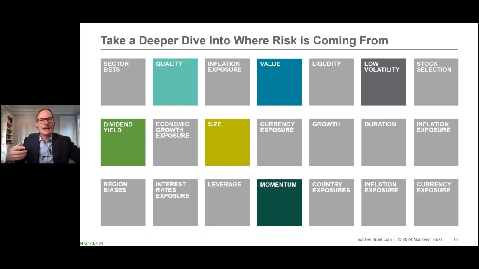Those ones that are highlighted with a color tend to be compensated, so quality and value and size, momentum, etc. Those that are shaded gray, light gray, tend to be uncompensated. So we have to be very, very precise about our risk management.